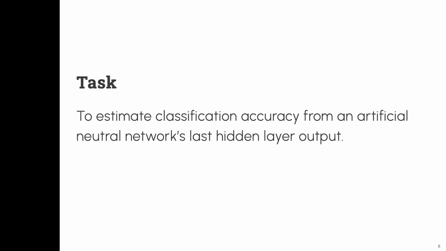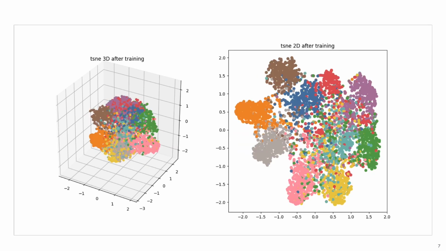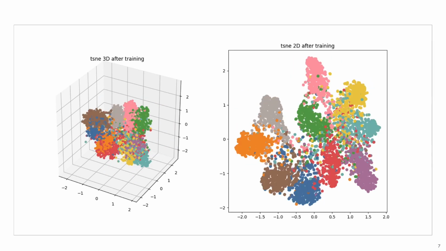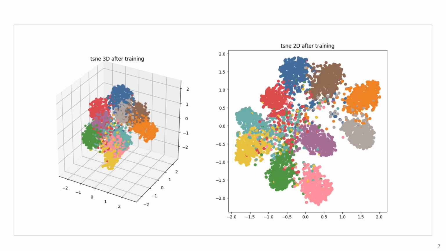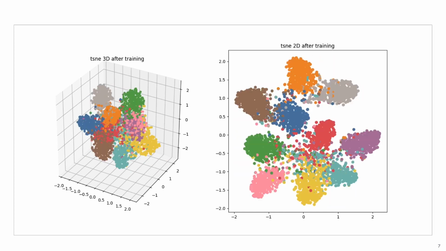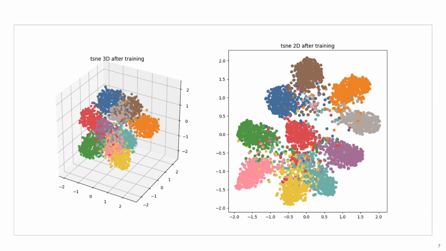Therefore, we used a task where we ask participants to estimate classification accuracy from an artificial neural network's last hidden layer output. And I will demonstrate that this task is feasible by showing an example of how the last hidden layer output gradually changes with accuracy in a training process. As we train the neural network, the classification accuracy increases, and the clusters in the last hidden layer outputs became more and more salient.